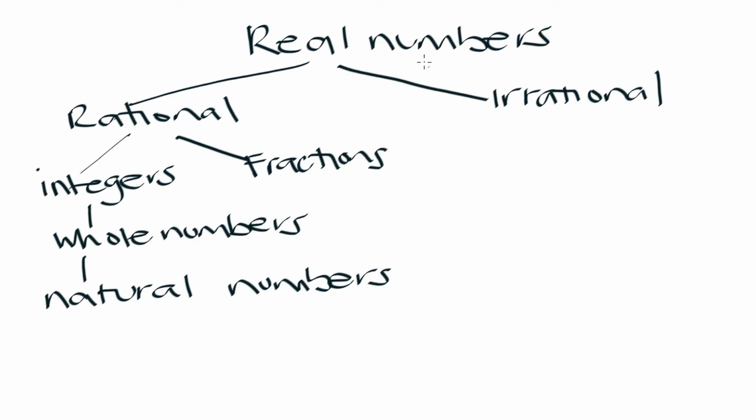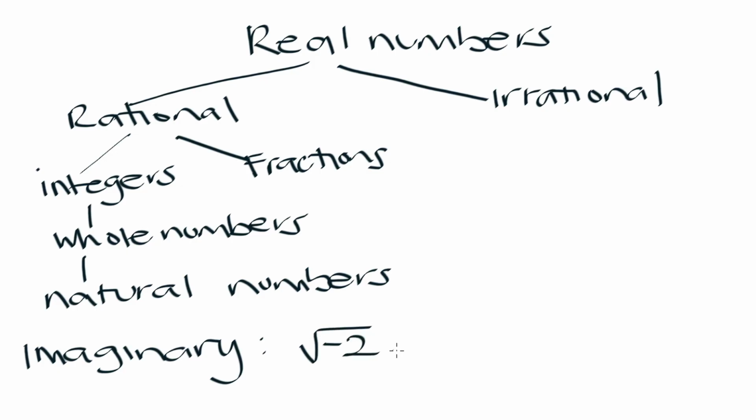Now you might be wondering, if a number is not a real number, what does that mean? So we do have numbers that are known as imaginary numbers. And these are going to be things like the square root of a negative number. This is an imaginary number, but this is outside of the scope of what we're going to be dealing with.